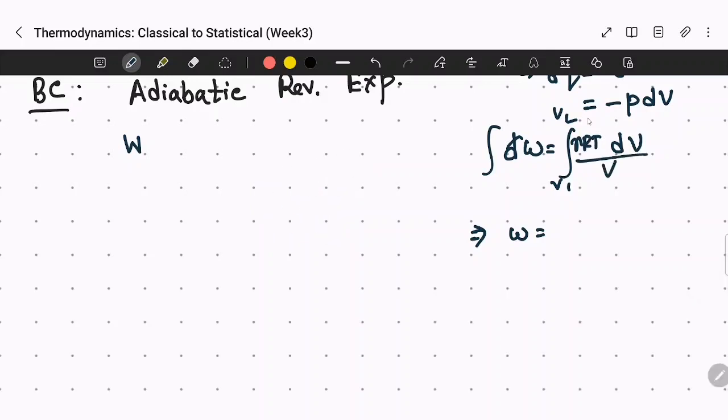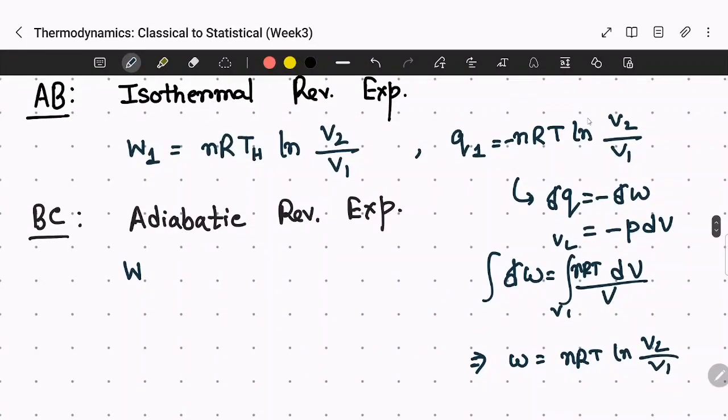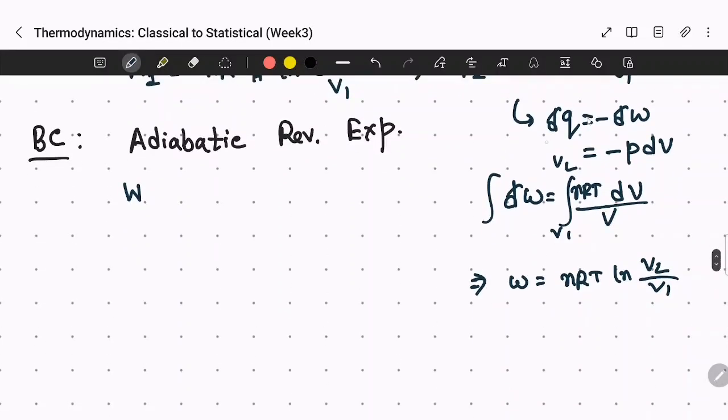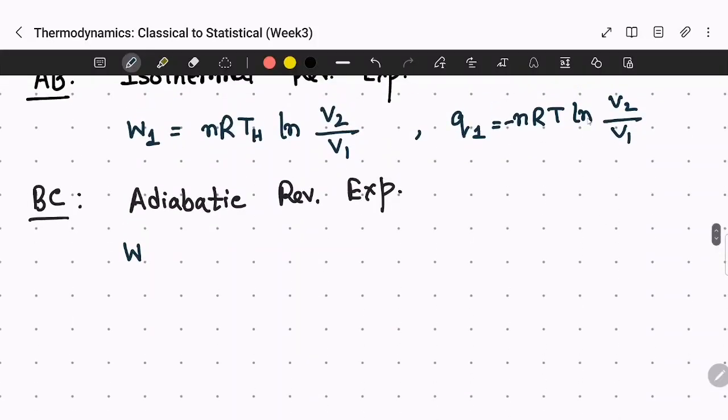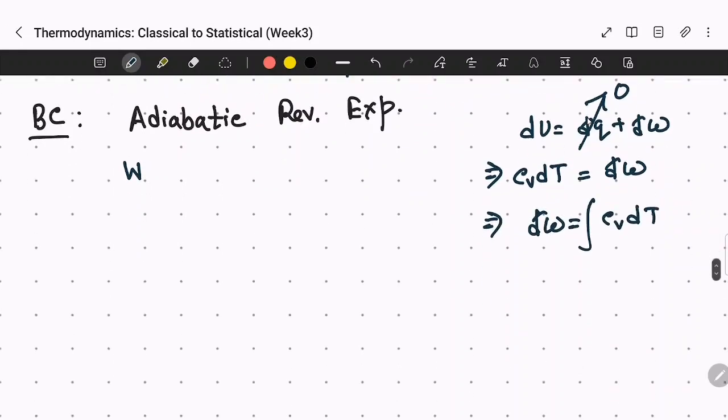So now after doing the integration, you will obtain nRT ln V2 by V1, that I have just written here. And now if you put nRT ln V2 by V1 here, then Q you can also obtain, just related to the minus sign. In that way, you can understand how the work W can be calculated. Here also, dU equals đq plus đw. If this is the case, then here đq is 0 and dU is CV dT for an ideal gas. So now đw will be CV dT. You can just integrate both sides.